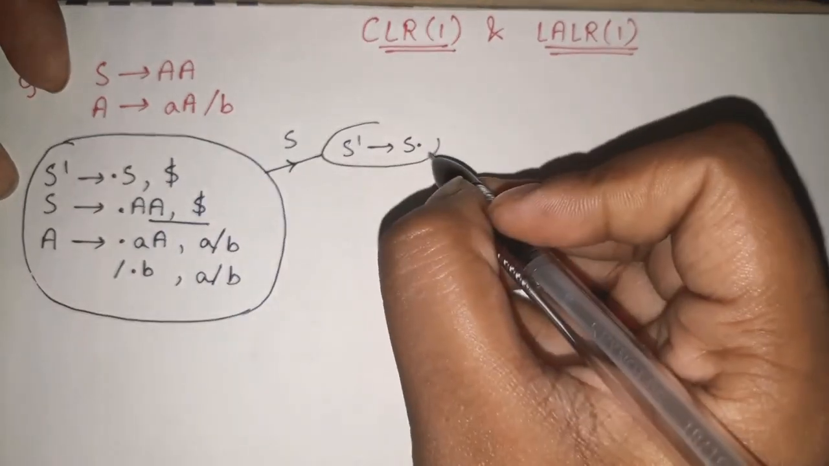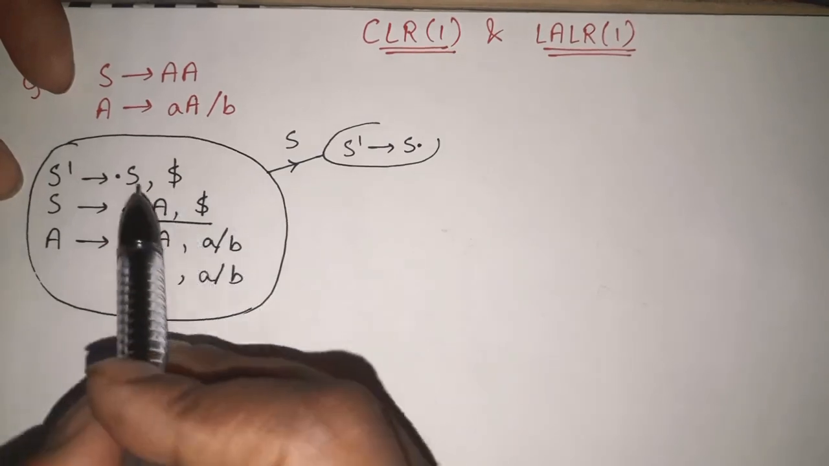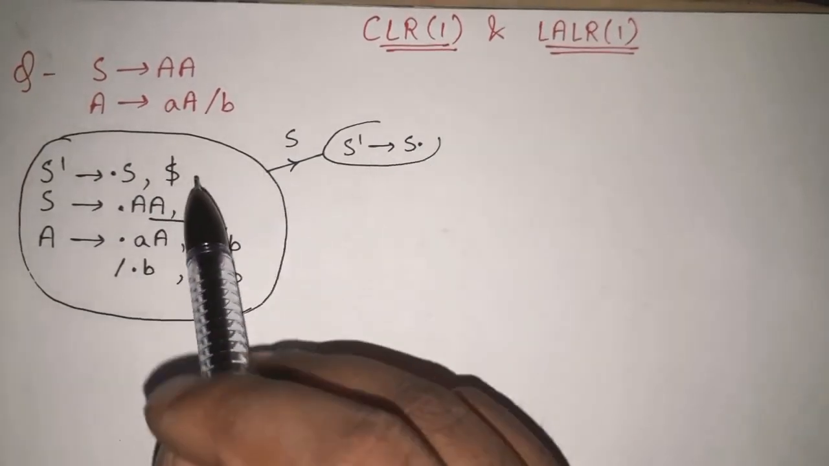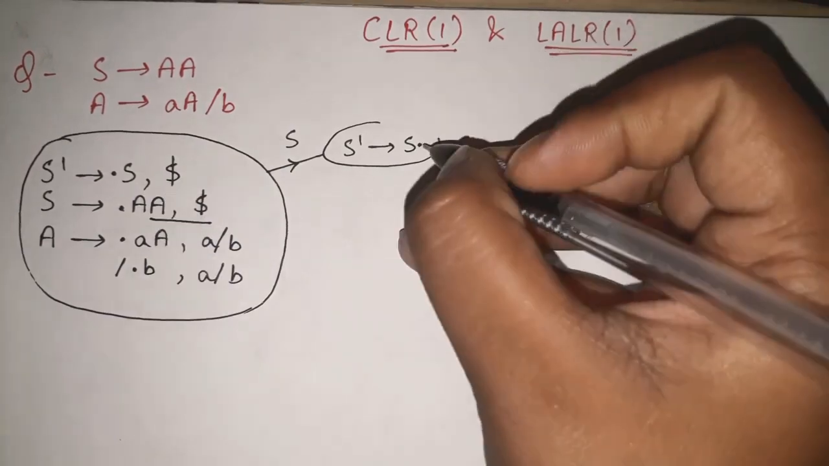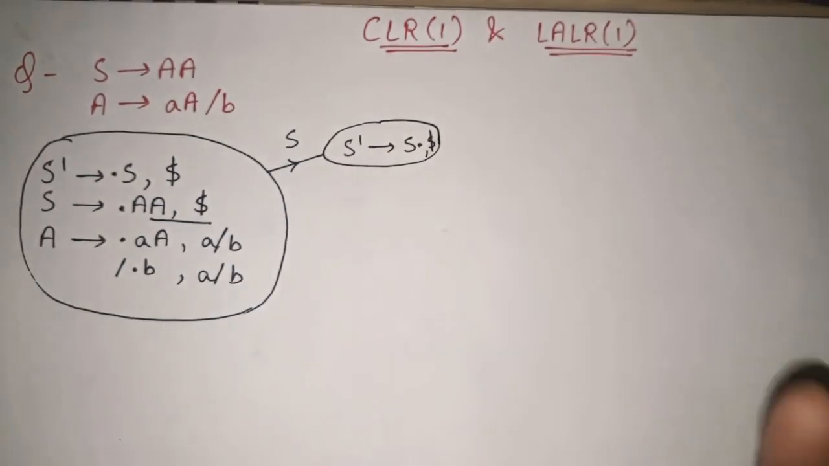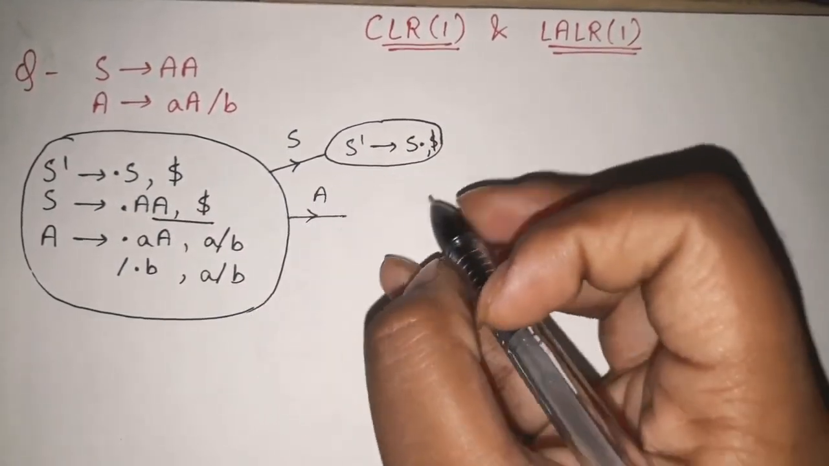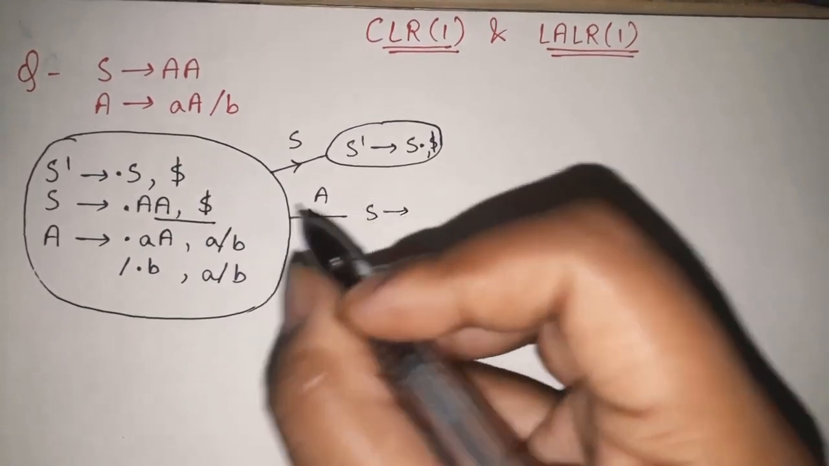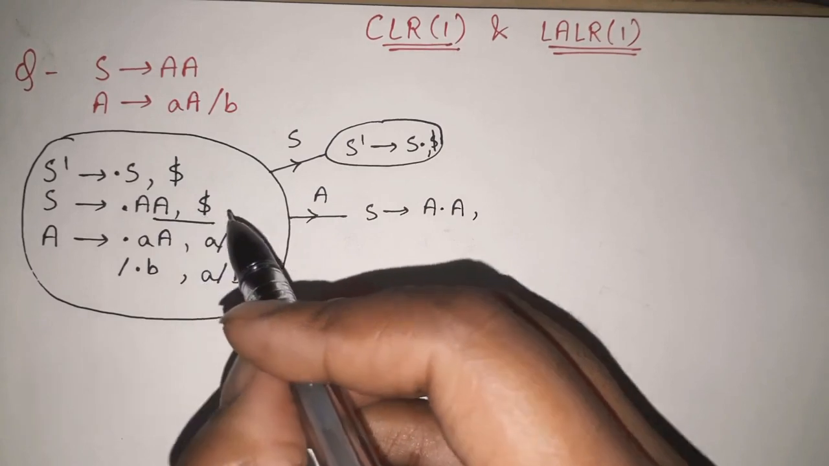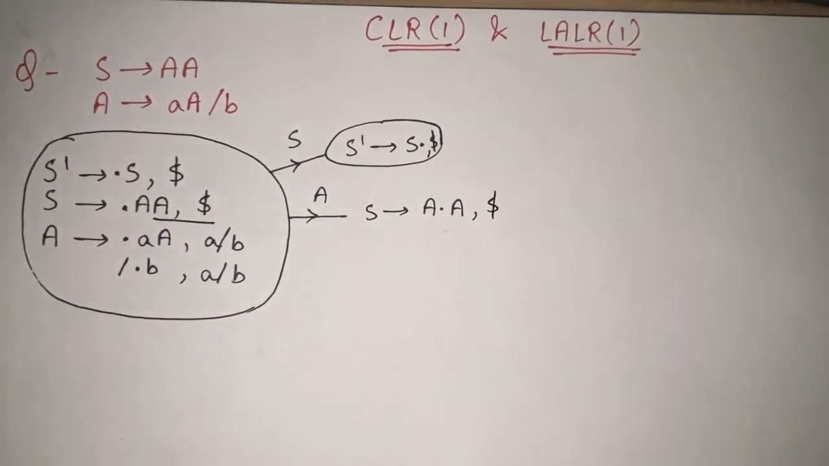Okay. I have to write the lookahead also. So whenever I am parsing something and I am writing a production for it, the lookahead will remain the same. Here the lookahead was dollar, so here also the lookahead will be dollar. Now after the dot A is there, so I have to write the production for A. I will get S gives dot A A, and at the first place the lookahead will be the same. Here the lookahead was dollar, so here also it will be dollar.